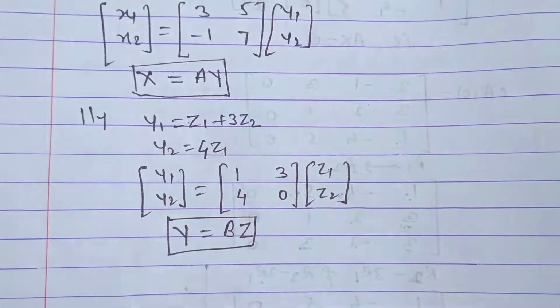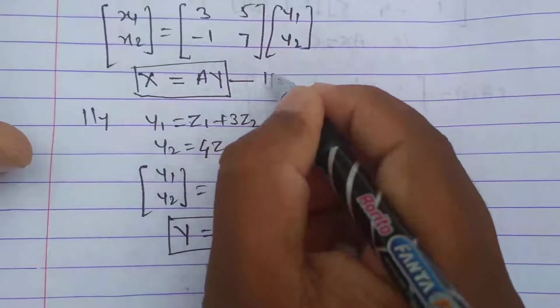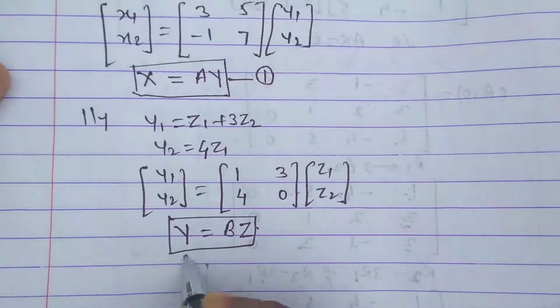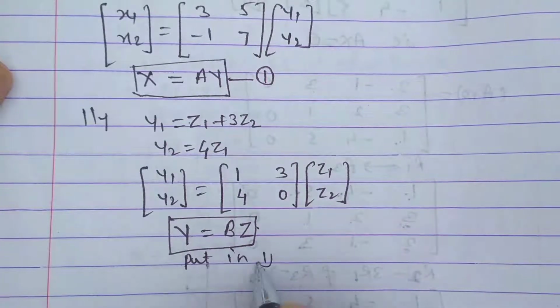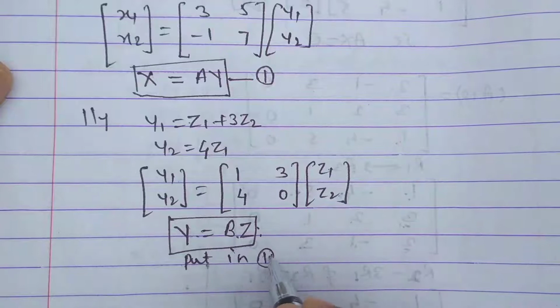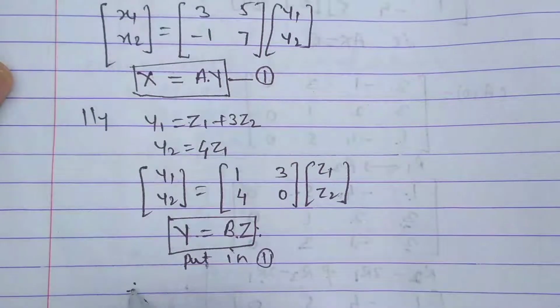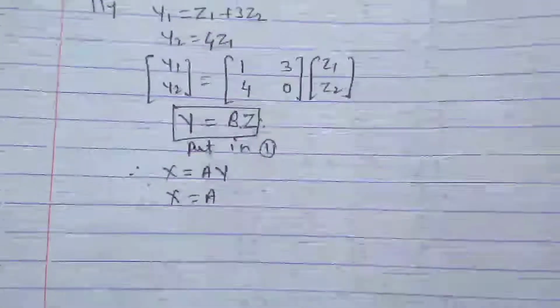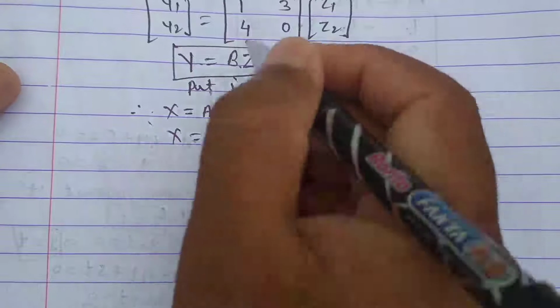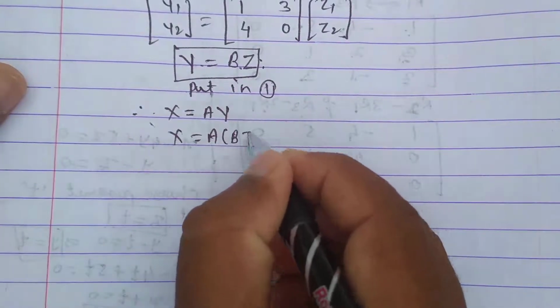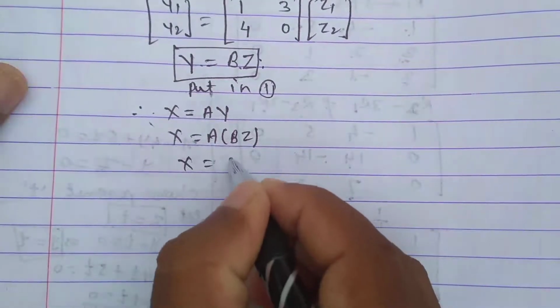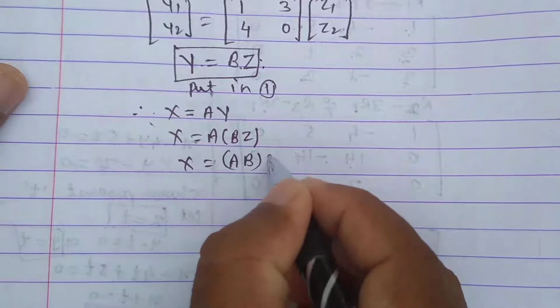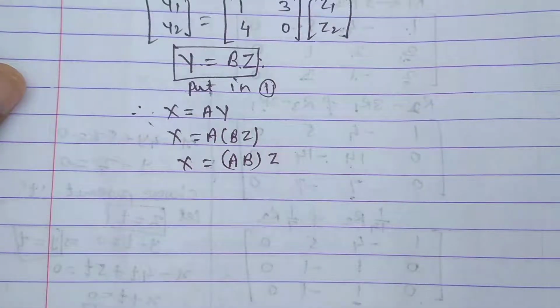Now put this value in equation number 1. Put the value of y is equal to bz in equation number 1. Therefore x is equal to a into y. So x is equal to a into, what is the value of y? Y is bz. That is x is equal to a into b into z. You will get this value, x is equal to abz.